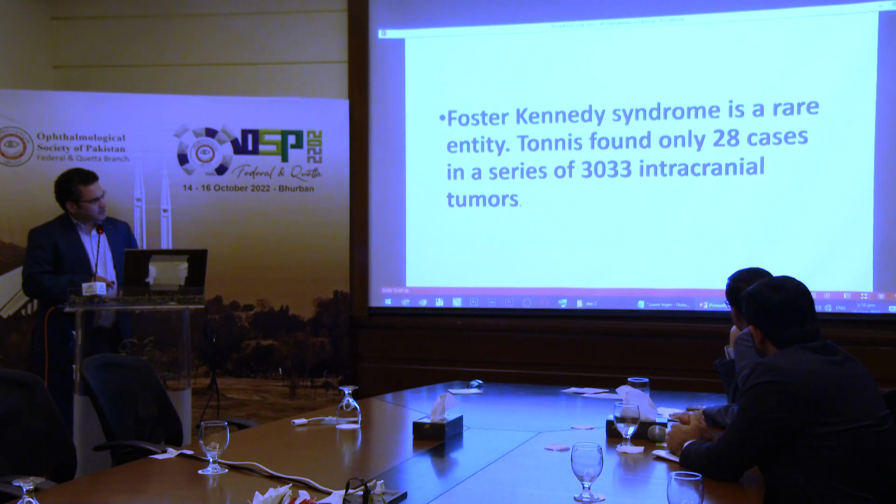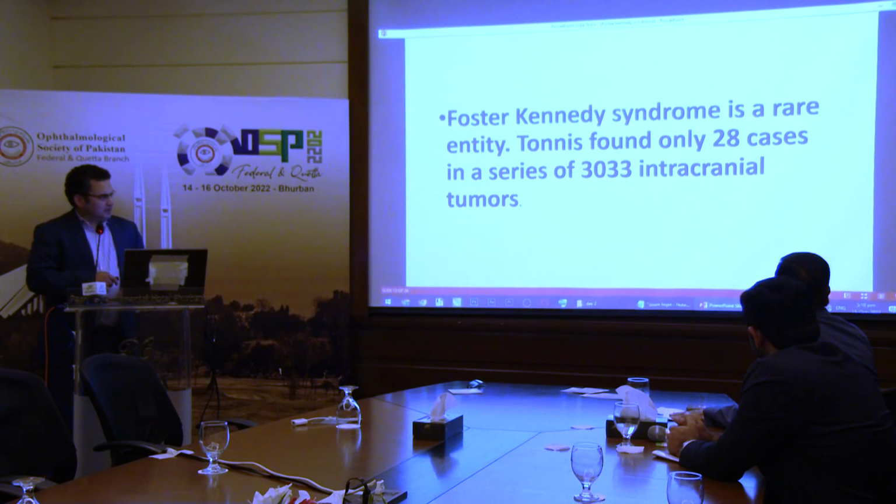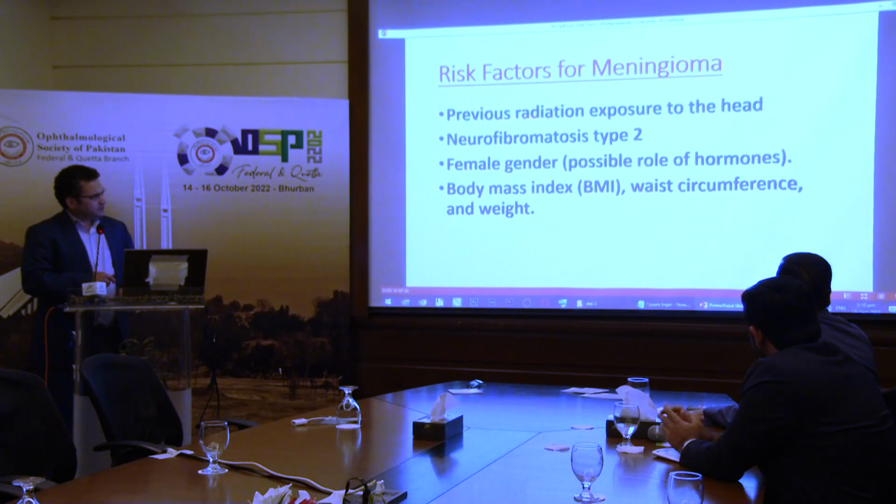Foster-Kennedy is a rare entity; Tonnis found only 22 cases in a series of 3,033 intracranial tumors. So it's very rare. Risk factors are previous radiation exposure to the head, neurofibromatosis type 2, female gender, possibly a role of hormones, and increased BMI.